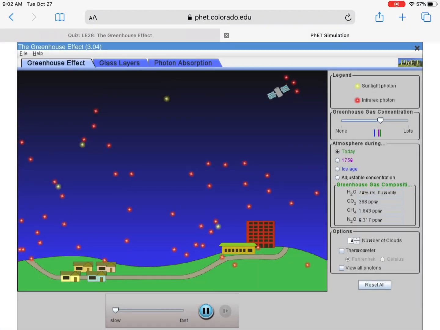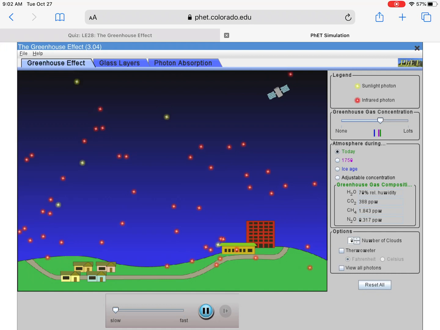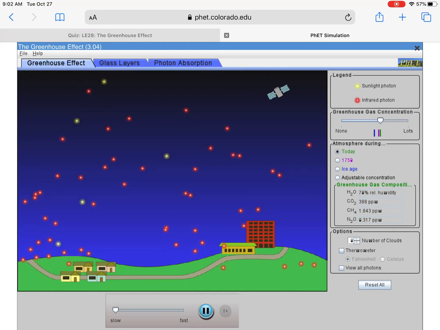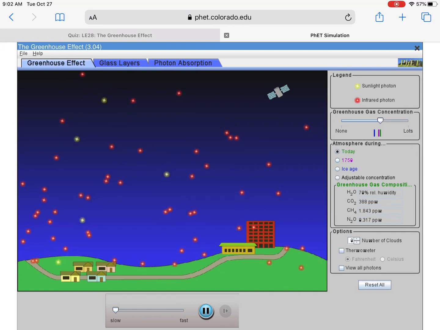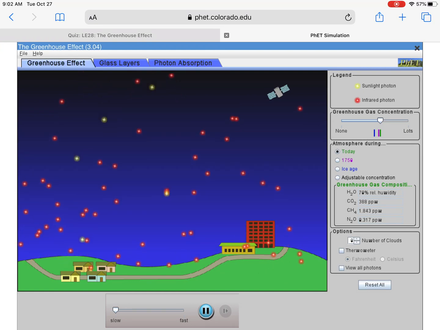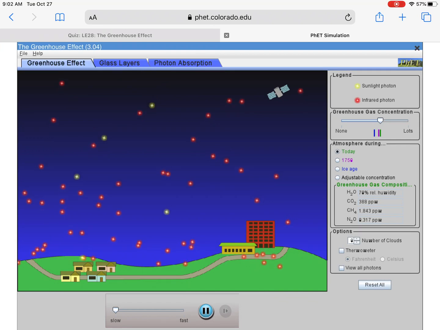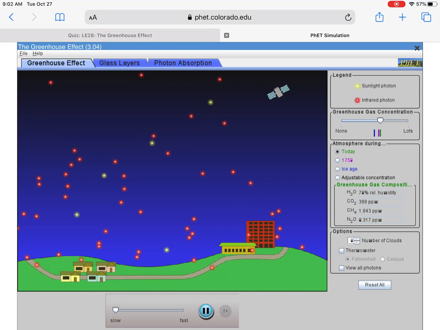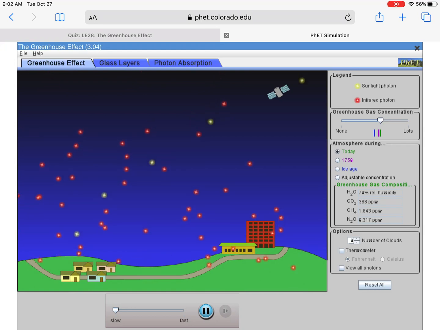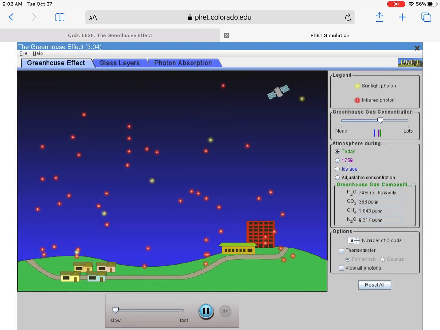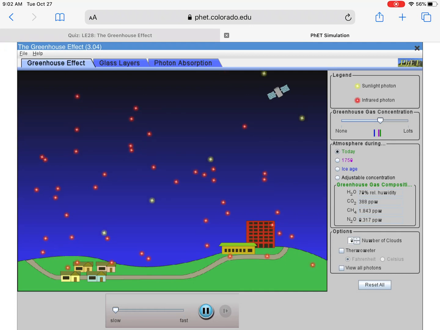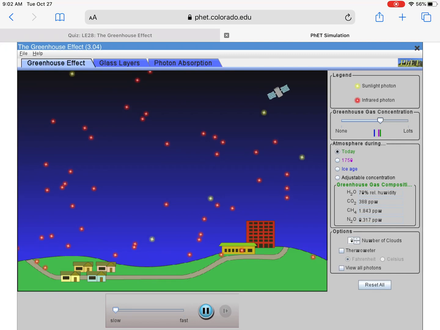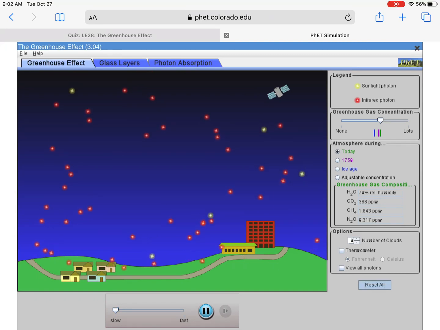Hello class, so for this video you're just going to see the PhET simulation about the greenhouse effect. Here what you can see is there's no clouds, there's nothing at all happening. The photons in the reaction here, the sunlight photons are yellow and the infrared photons are depicted in red. So what we are going to do right now is show what happens once we increase. And I'm going to put the thermometer in there.